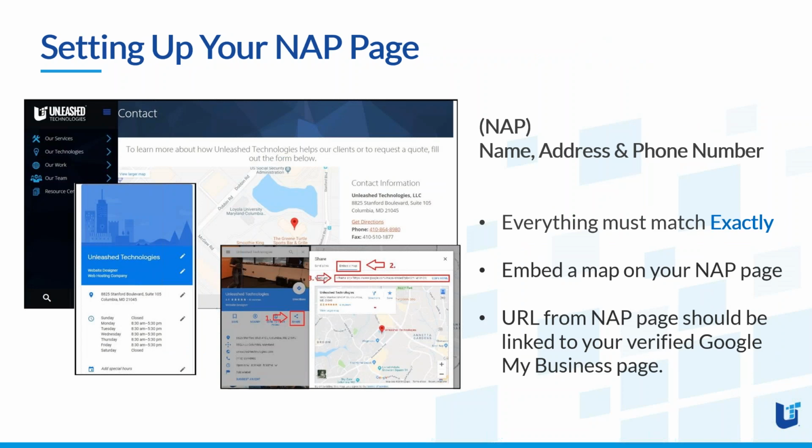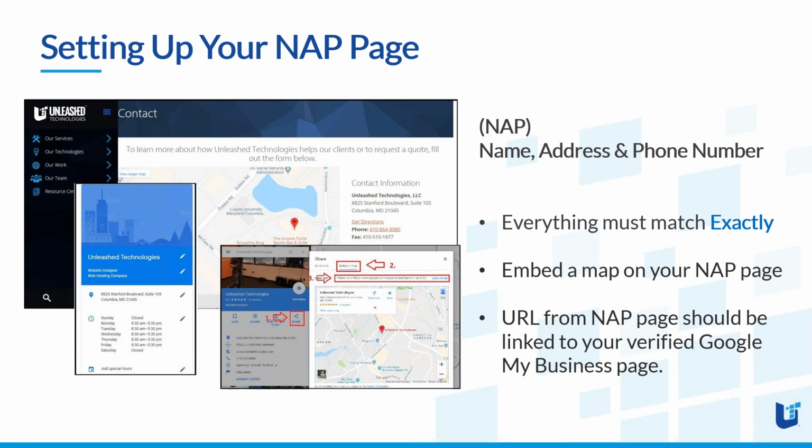Setting up your NAP page. NAP stands for name, address, and phone number. Here we have Unleashed Technologies' contact page. On our contact page, it has our name, address, and phone number, ways to get in contact with us, and you're going to see a map. Everything must match exactly on this page as it does on your Google My Business page. Unleashed Technologies' Google My Business page is there as well, and as you can see, our address matches exactly the address we have on our contact information. This is very, very important.